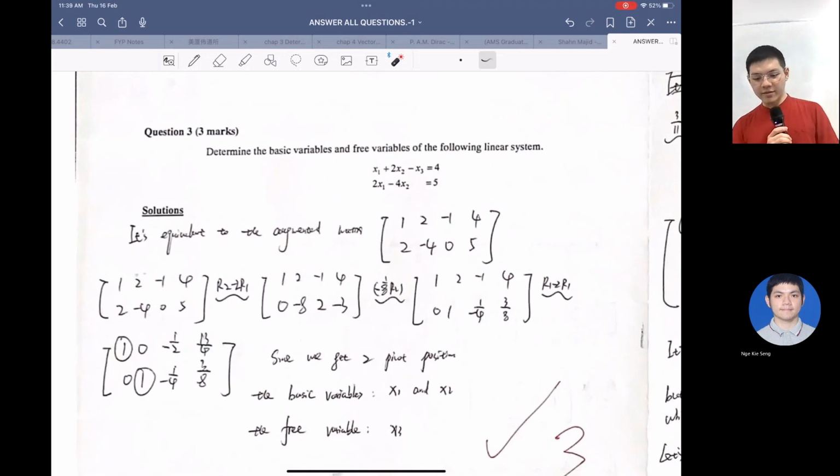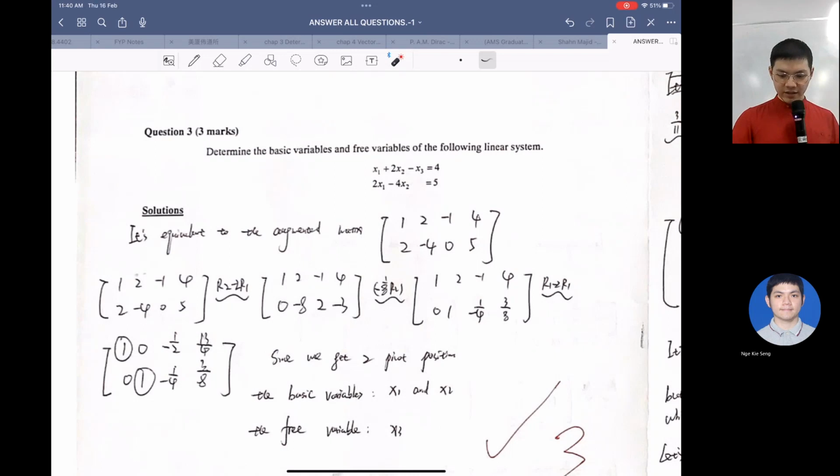Determine the basic variables and free variables of the following linear system. So you have a linear system again, so it is also equivalent to an augmented matrix. Here, do you really need to row reduce everything? No. Because what you care about for basic variables and free variables is whether they are pivot variables or not, whether they come from a pivot or not. As long as you reach the echelon form, it is enough.